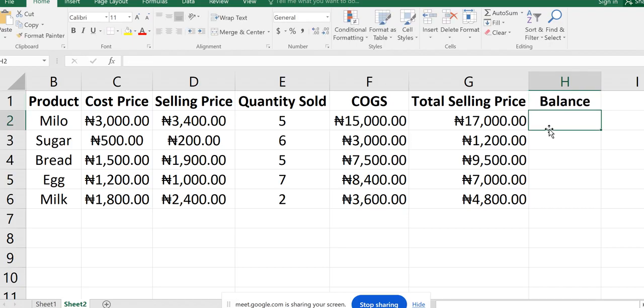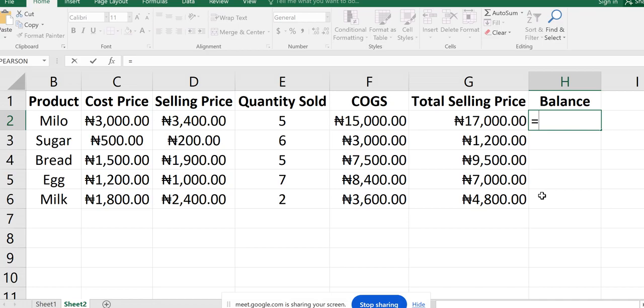Now, this balance will be for, let's say, Milo. We want to know the balance that we have, probably whether we are on profit or on loss. How do we do that? That will be total selling price minus cost of goods sold. That is how to get your balance. This is just normal mathematics that we're doing. We're running an inventory for a particular supermarket. This is how you're going to run that.